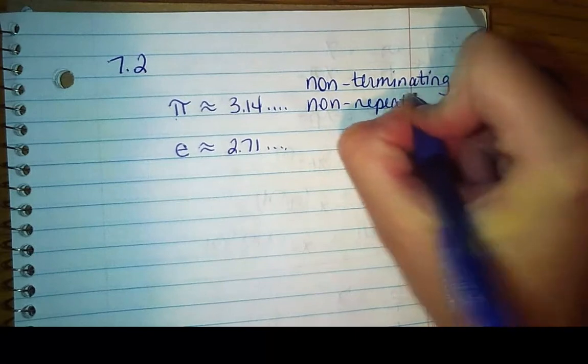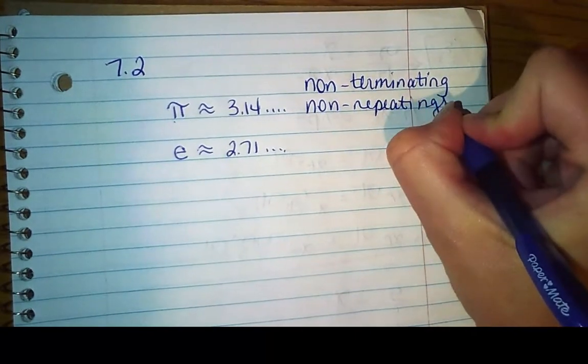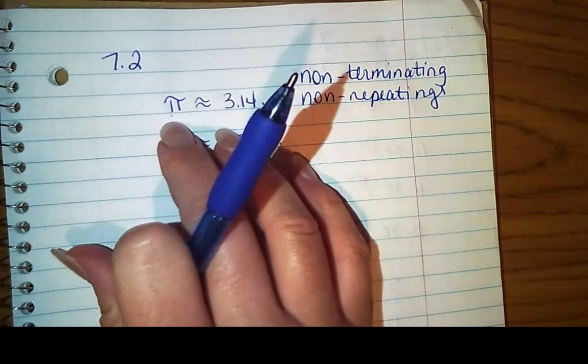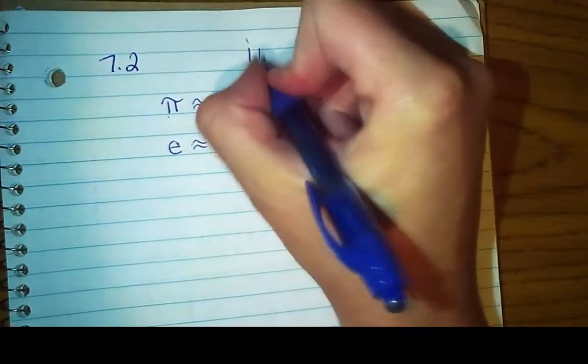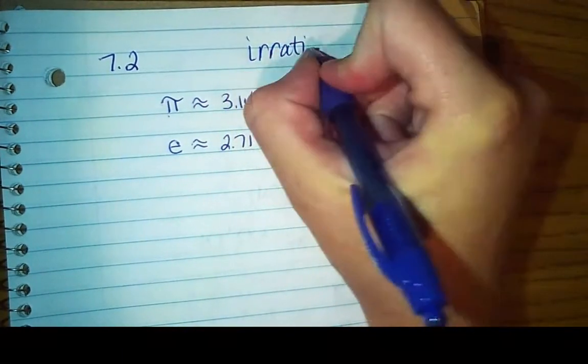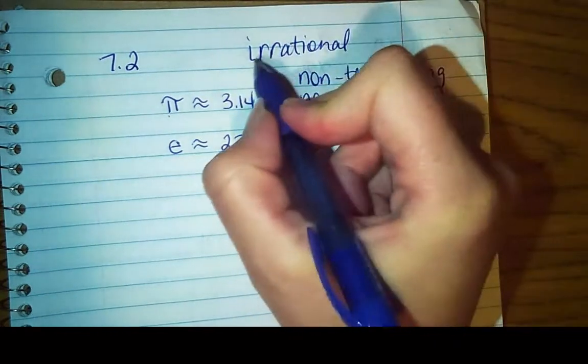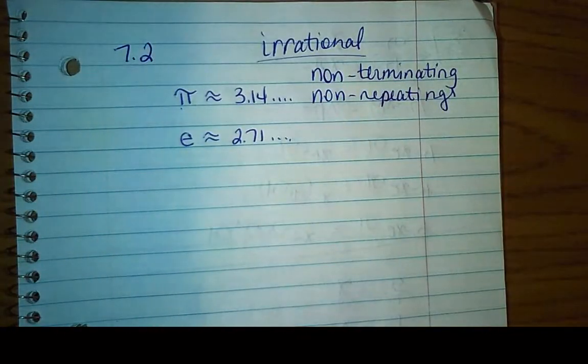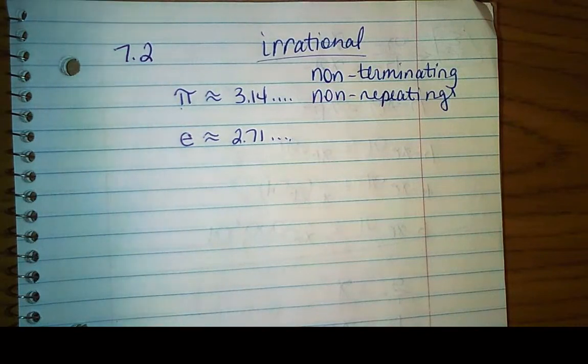So those two qualities together make pi irrational. Well, there's an infinite number of irrational numbers. I don't know if you remember, the square root of any prime number is irrational. So the square root of 2, the square root of 3, the square root of 5, anything like that is irrational.